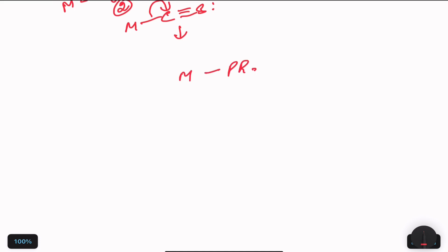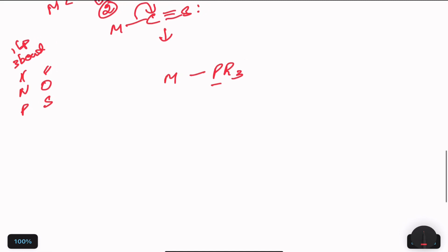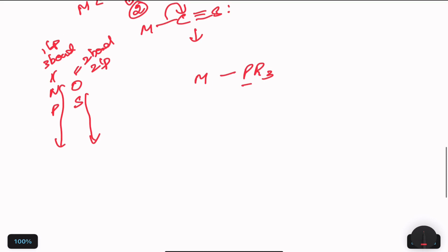Metal, PR3. So nitrogen. Always remember like this: nitrogen, phosphorus, then oxygen, sulfur. So all these nitrogen will have how many bonds? Usually nitrogen, how many bonds? Just remember the ammonia group. 3 bonds will be there and 1 lone pair will be there. That is the correct procedure. For oxygen, 2 bonds will be there and 2 lone pairs will be there.